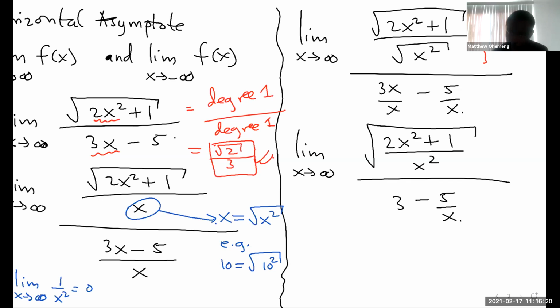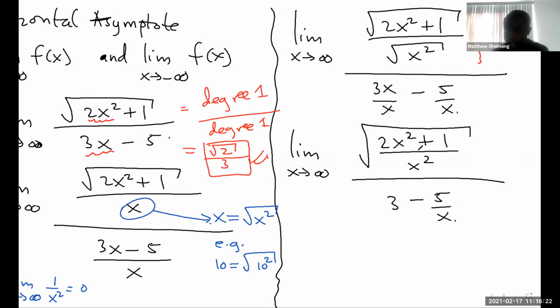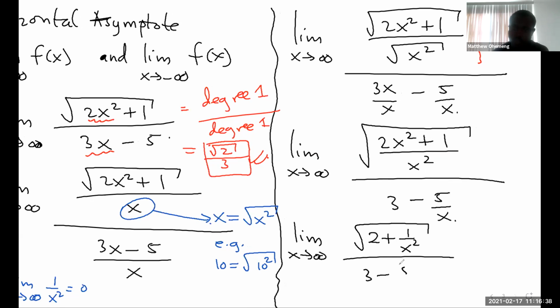Moving on, now that this x squared is underneath this, we can simplify it, right? So we get the limit as x approaches infinity of the square root of 2x squared over x squared plus 1 over x squared. That gives us 2 plus 1 over x squared, and then all over 3 minus 5 over x. Are you okay up to this point? Any questions?